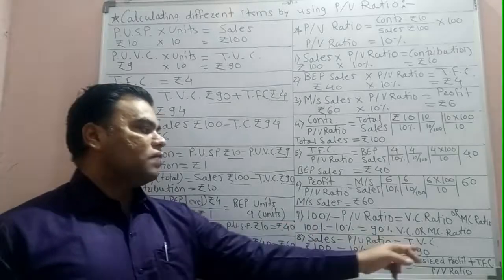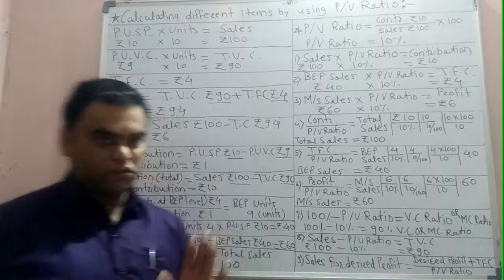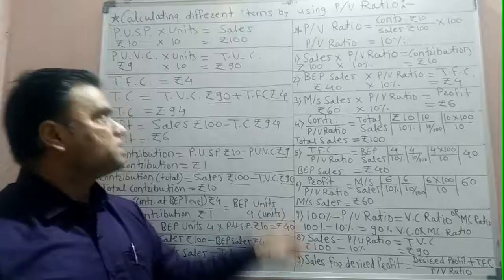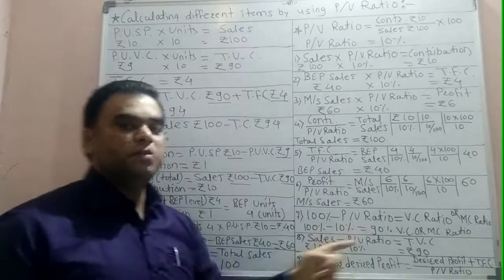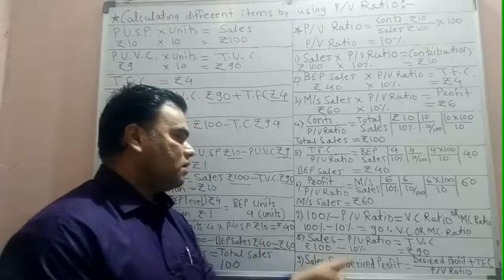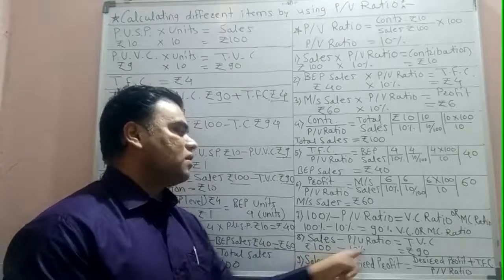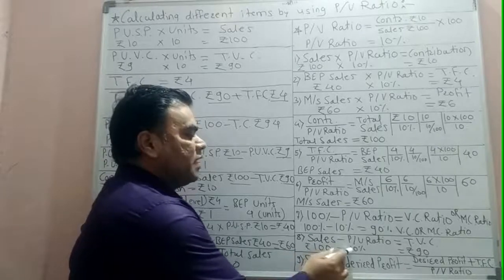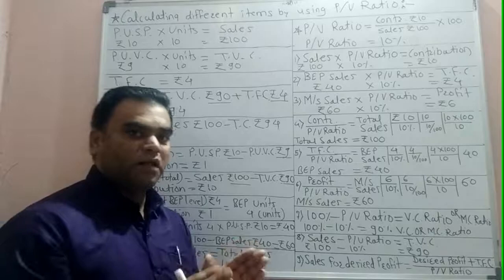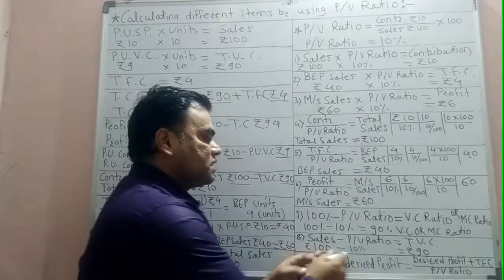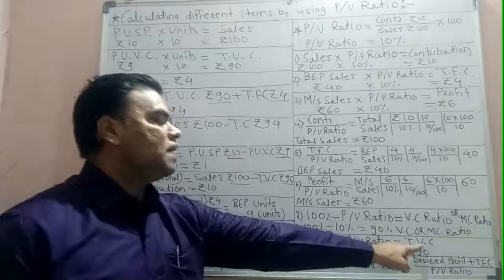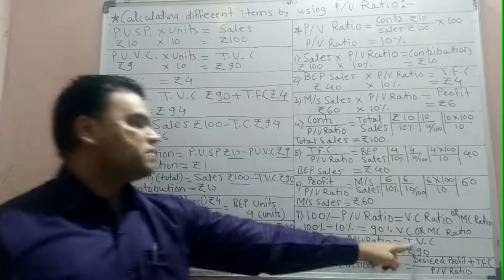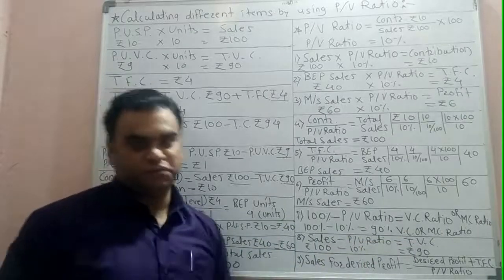Next, second last, what can we calculate? We can directly calculate the amount of total variable cost. How? Sales less PV ratio. Sales which is 100, less PV ratio, means contribution ratio. So contribution is 10% of sales, so the remaining will be variable cost. So sales 100 less 10% of 100. 10% of 100 is 10. So 100 less 10 is equal to rupees 90, the amount of total variable cost. You can see total variable cost which is rupees 90, which we have calculated by using PV ratio.